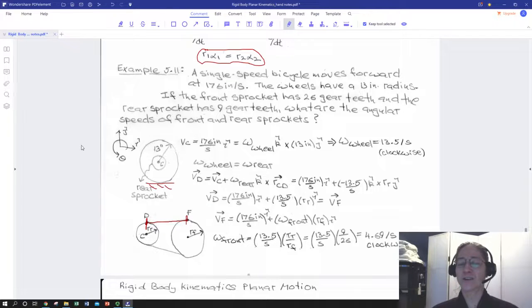So next discussions will dive into relative motion of rigid bodies. We'll look at relative velocity and acceleration where we have two bodies moving in a fixed reference frame and looking at their motion relative to each other via that fixed reference frame. So stay tuned.